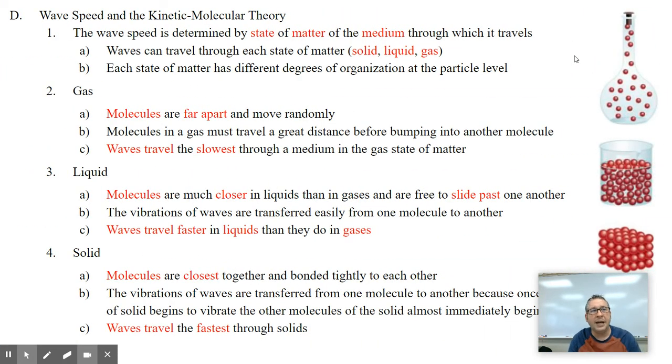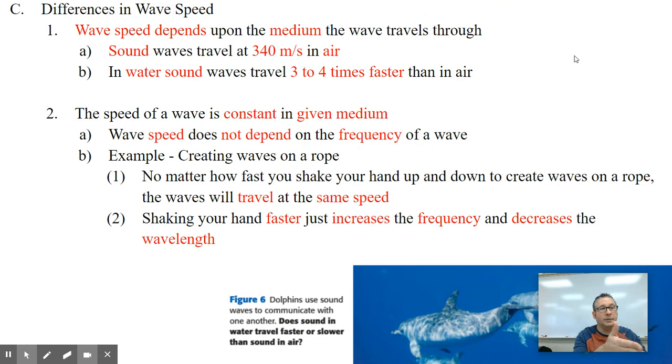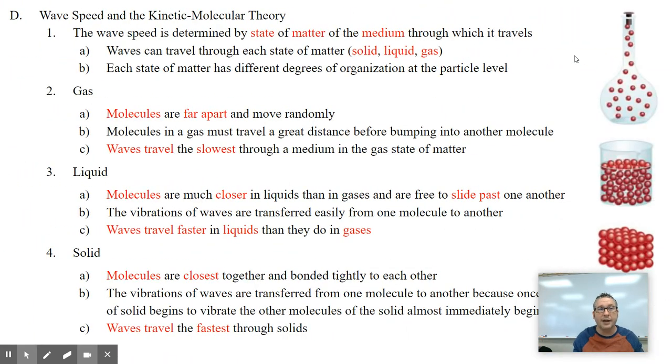So, wave speed and kinetic molecular theory. Here's where we get really scientific with you, and this is what explains why sound will travel faster in water than it will in air. The wave speed will be determined by the state of matter of the medium through which it travels. So it can travel through each state, a solid, liquid, or gas. And each state of matter has a different degree of organization at the particle level.